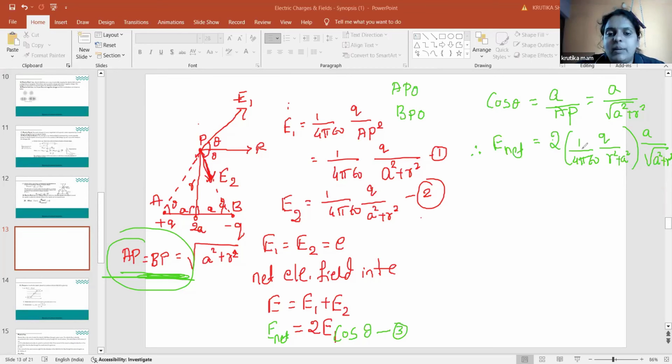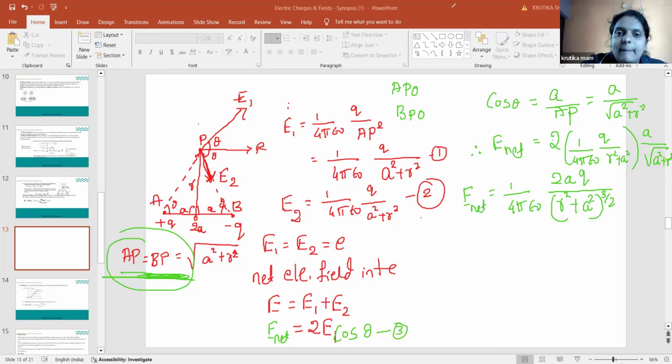Two into bracket, in equation 3 I am writing 2E cos theta. So 2 I am writing as it is, 1 upon 4 pi epsilon naught q divided by r square plus a square. Cos theta value is taken from the triangle, a divided by under root of a square plus r square. Therefore, the final expression is given by the net electric field intensity is 1 upon 4 pi epsilon naught, 2 into a into q in the numerator, divided by r square plus a square raised to 3 by 2.